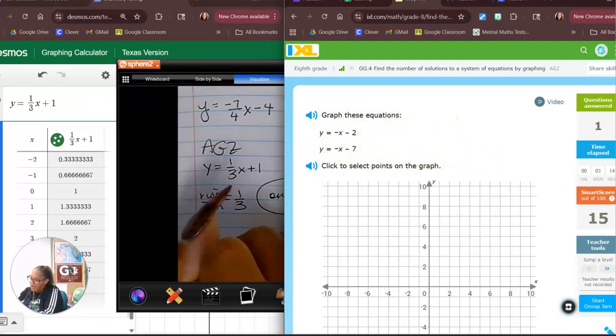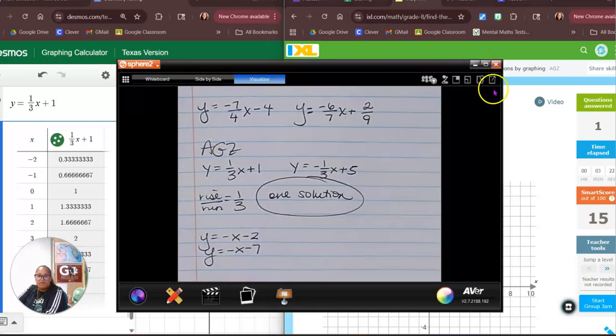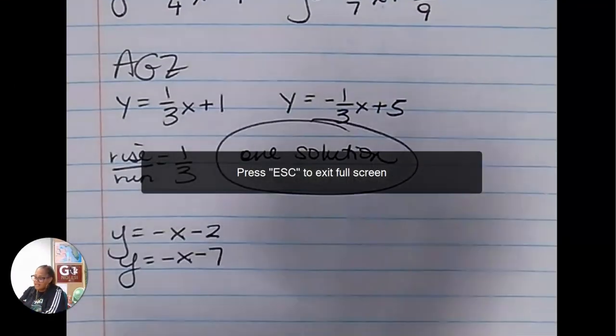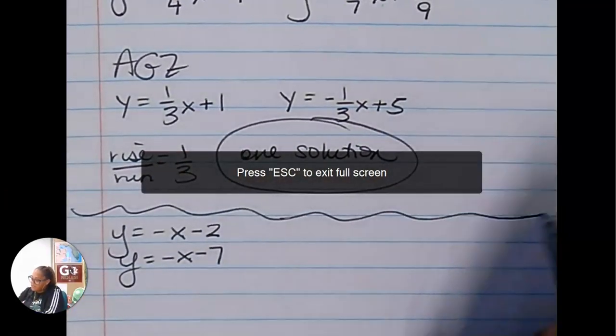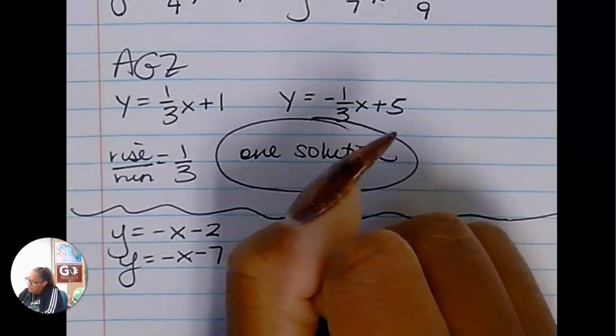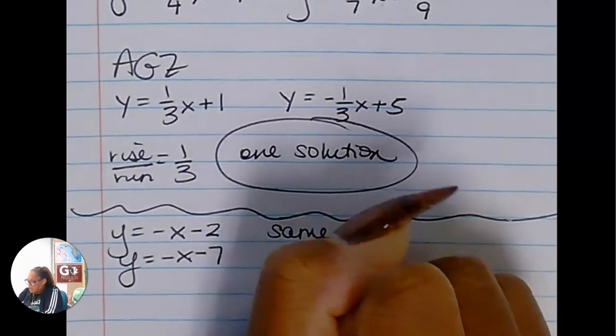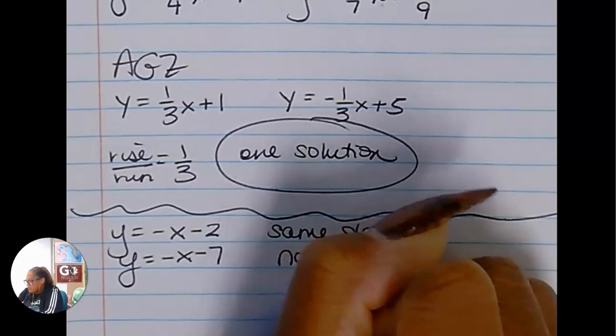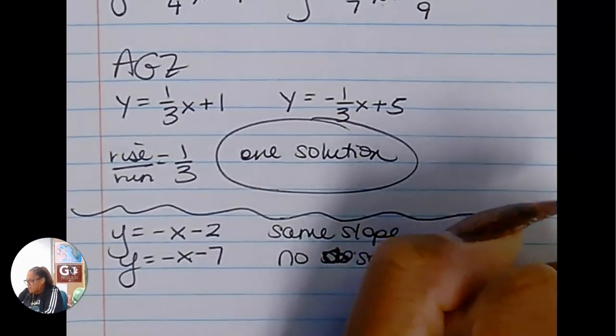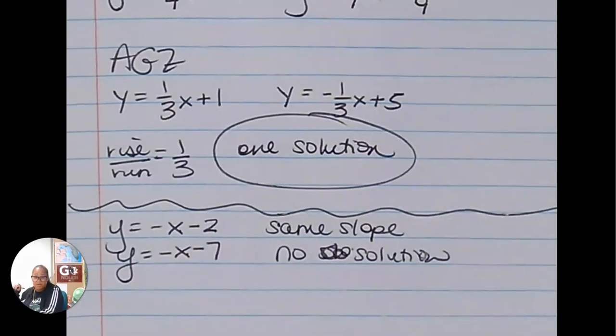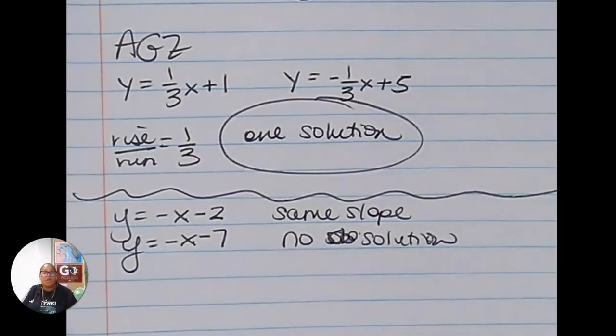So I've got y equals negative x minus 2 and y equals negative x minus 7. Now, if I remember what my note said last week about parallel slopes, I know that these have the same slope. So there's no solution here. Whoops. S-O-L-U-T-I-O-N. I promise you guys I know how to spell, I think. So then I'm going to go graph them.